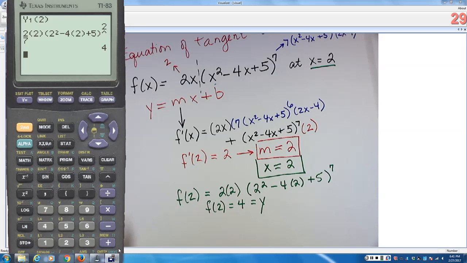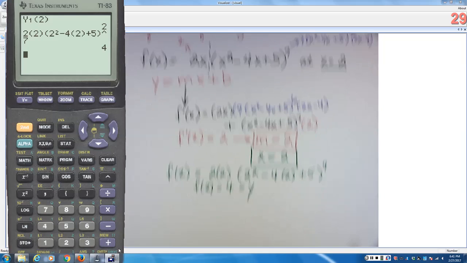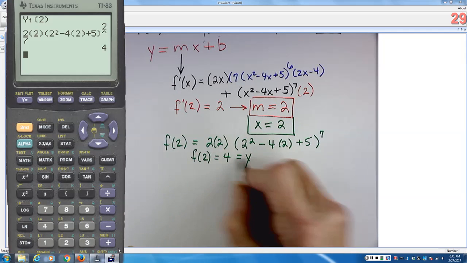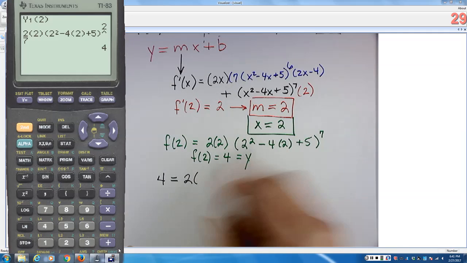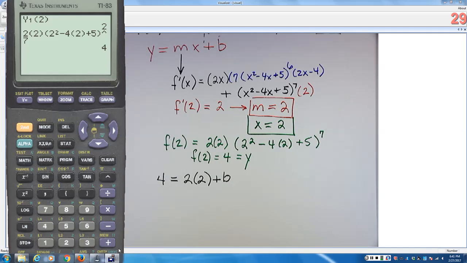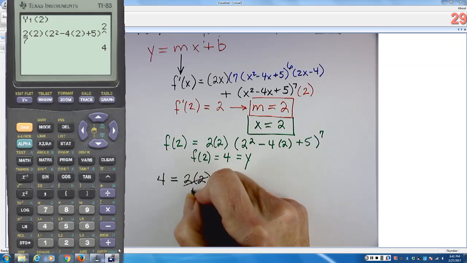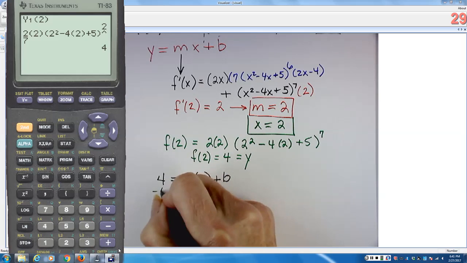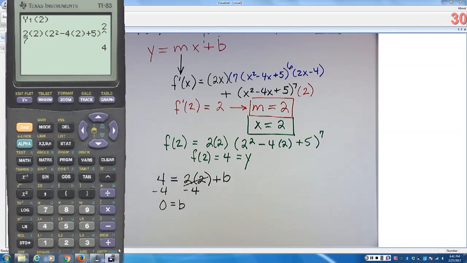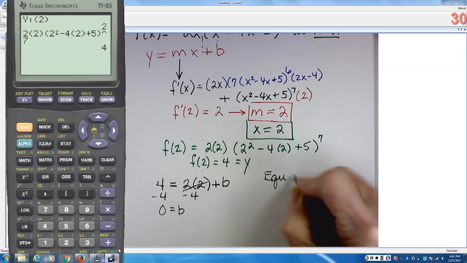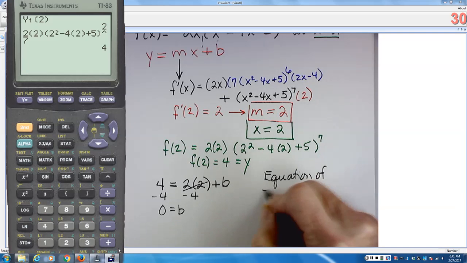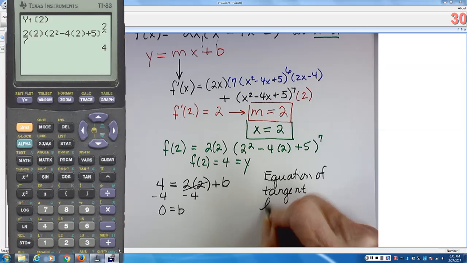So now I'm ready to write an equation of the tangent line. I know everything I need to know. Y, which is 4, equals the slope, which is 2, times x, which is 2, plus b. I don't know b, but I can find it out because it's the only thing I don't know. So 2 times 2 is 4, and if I subtract 4 on both sides, that tells me that b is equal to 0. So the equation of the tangent line is y equals 2x.